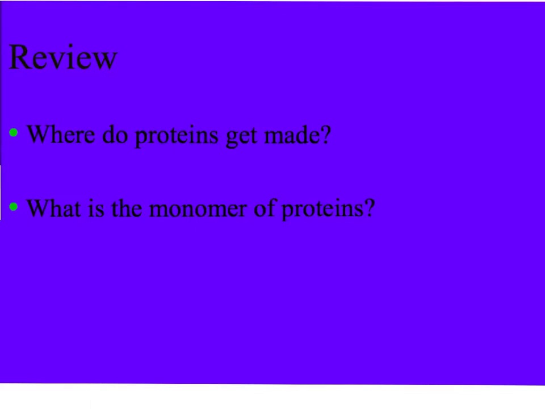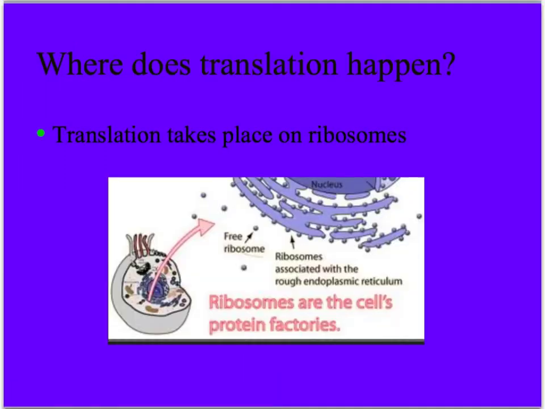Quick review before we move on with translation. Where do proteins get made? What organelle? And what is the monomer of proteins? Write these answers in your notes. So if you remember that proteins get made on ribosomes, and the purpose of the process of translation is to make proteins, then you could figure out that translation also takes place on ribosomes.